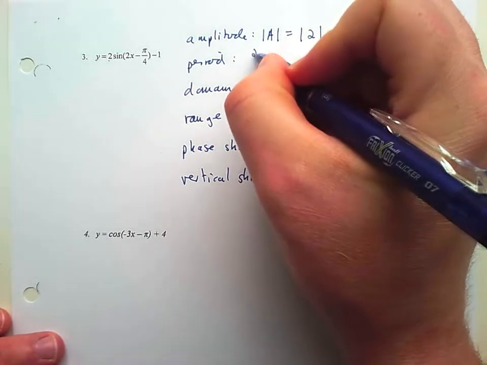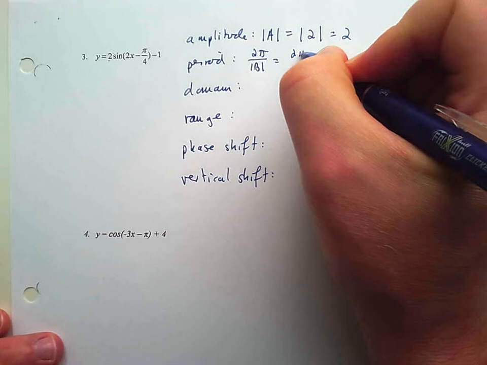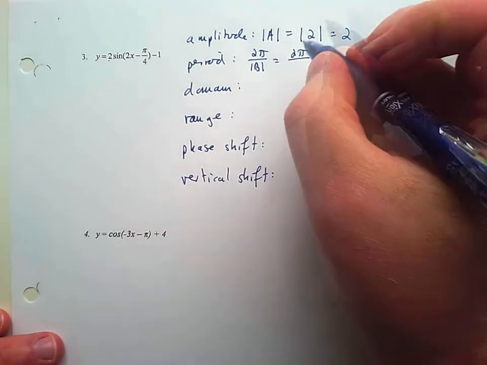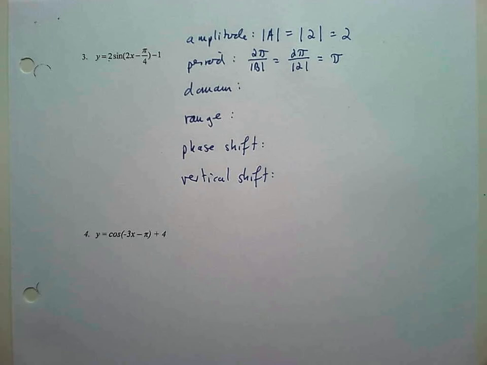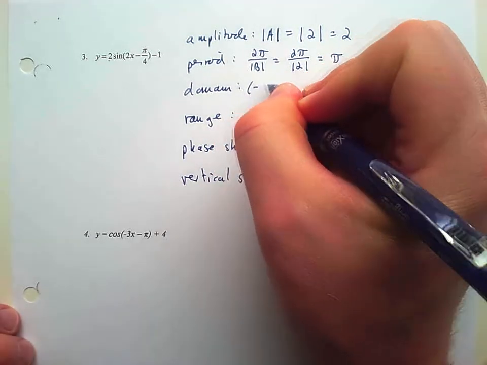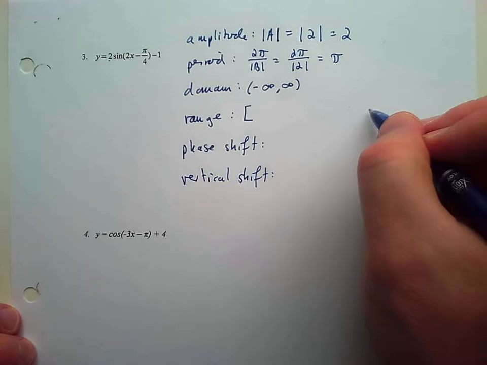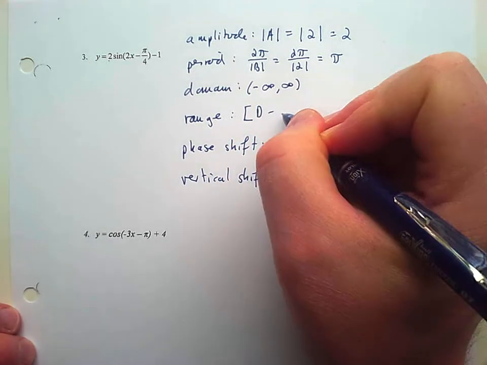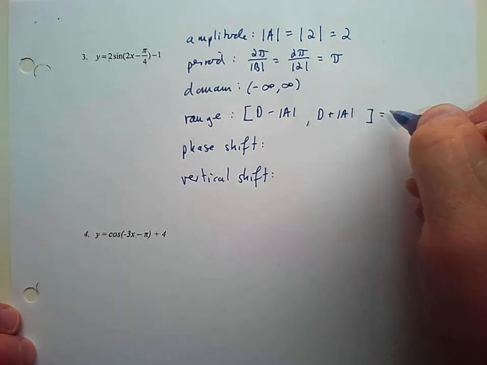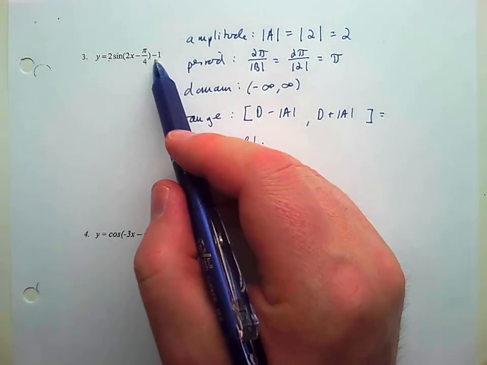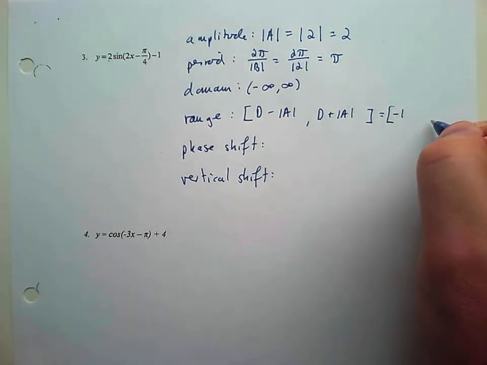The period is given to us by 2 pi over the absolute value of B. B being the value that we're multiplying to our x, here it's the value of 2. So this is just then going to be equal to just pi. The domain is always from negative infinity to positive infinity. And our range is given to us with the square brackets, D minus the absolute value of A to D plus the absolute value of A. D being whatever we're adding to or subtracting from this. Here D is equal to negative 1.